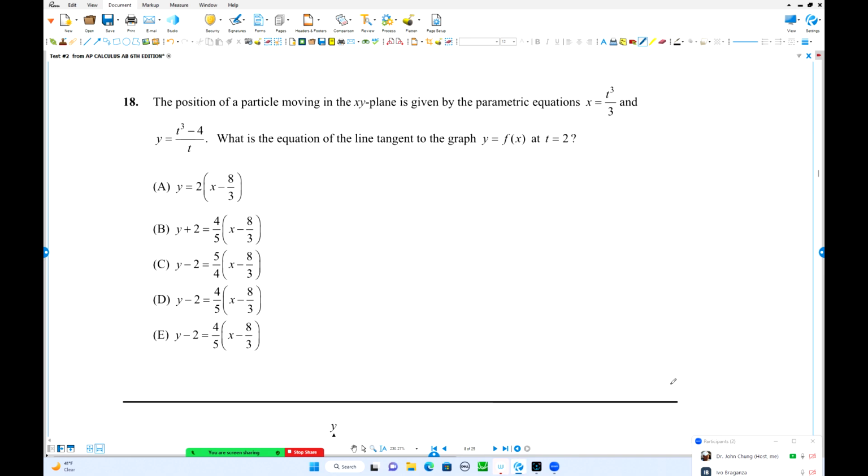The position of a particle moving in the xy plane is given by the parametric equations x equals t cubed over 3 and y equals the given expression. What is the equation of the line tangent to the graph y equals f of x?